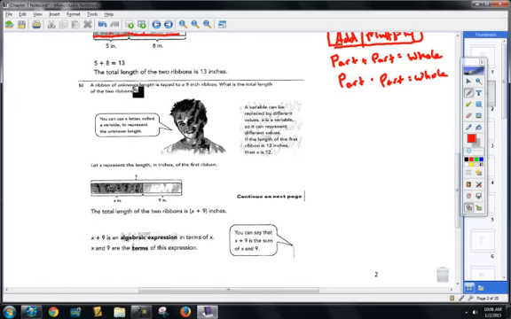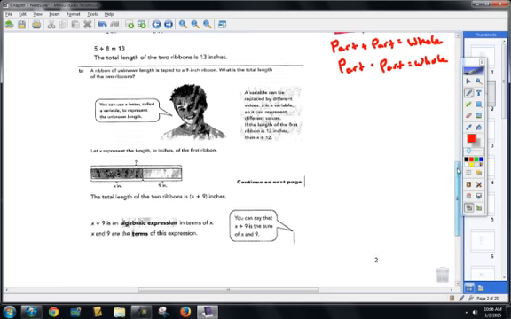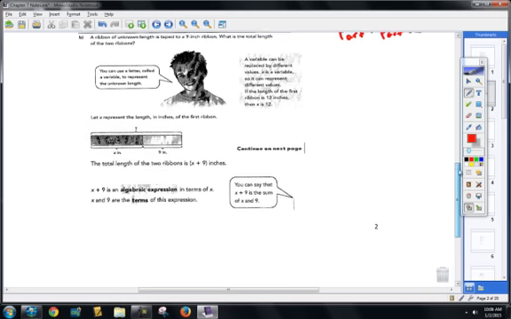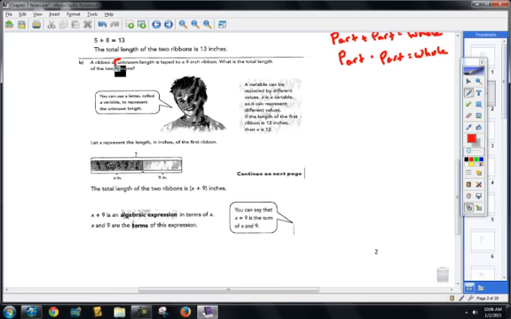Now, a ribbon of unknown length is taped to a 9-inch ribbon. What is the total length? So here you go. It's already done for you here, and you can see how they did it with a model. You won't have to use a model. It's kind of unnecessary, but the key phrase here is a ribbon of unknown length.